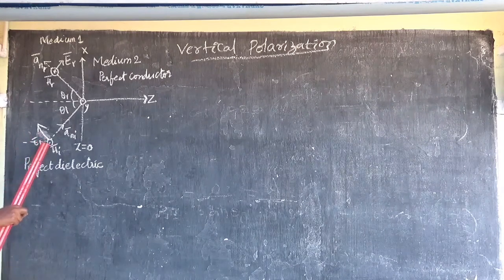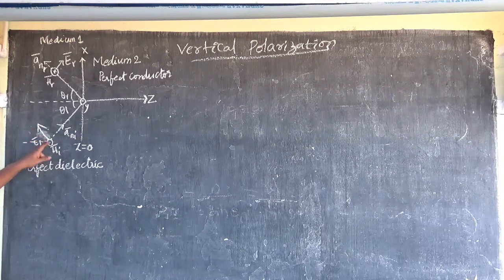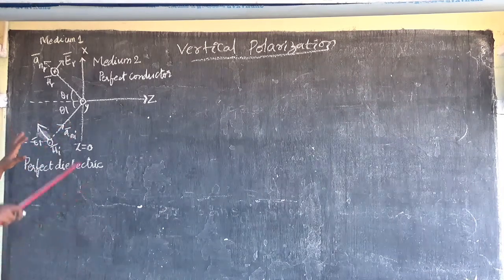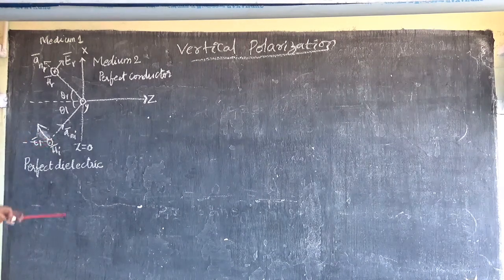So with this magnetic field, this electric field will make an angle of 90 degrees. And wave propagation also will make an angle of 90 degrees. So these three are mutually perpendicular to each other. This is my electric field, this is my wave propagation, and this is my magnetic field. They are mutually perpendicular to each other. Each one makes 90 degrees with the other.